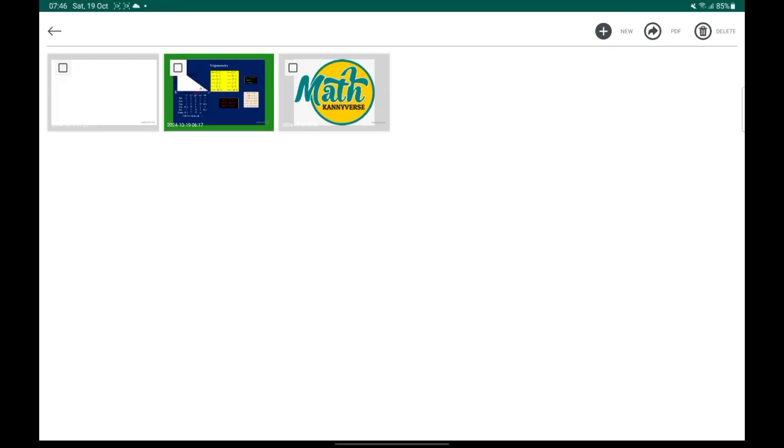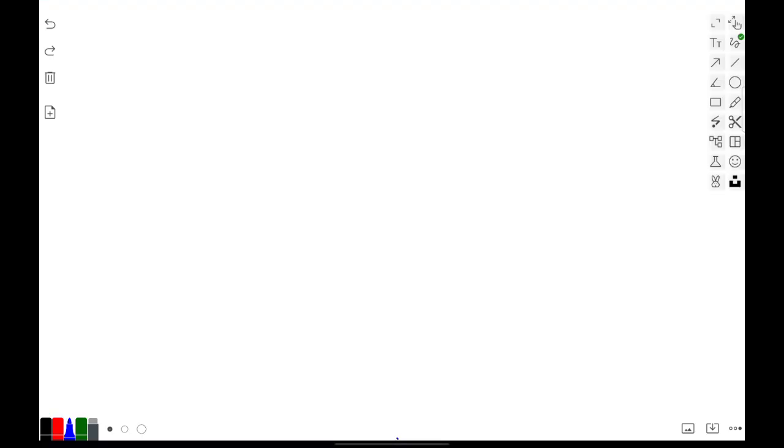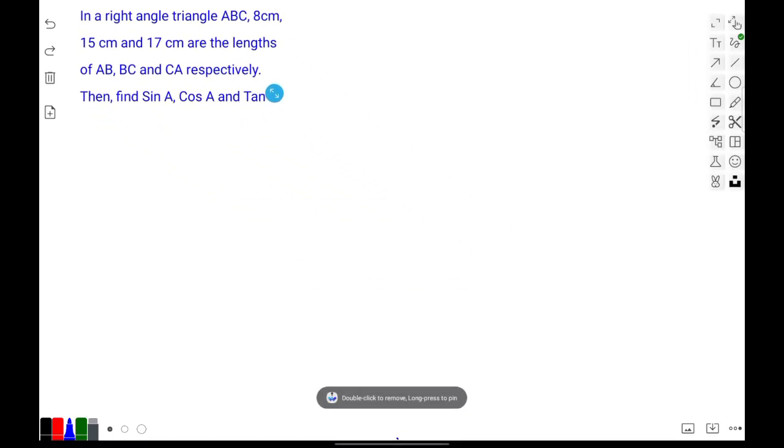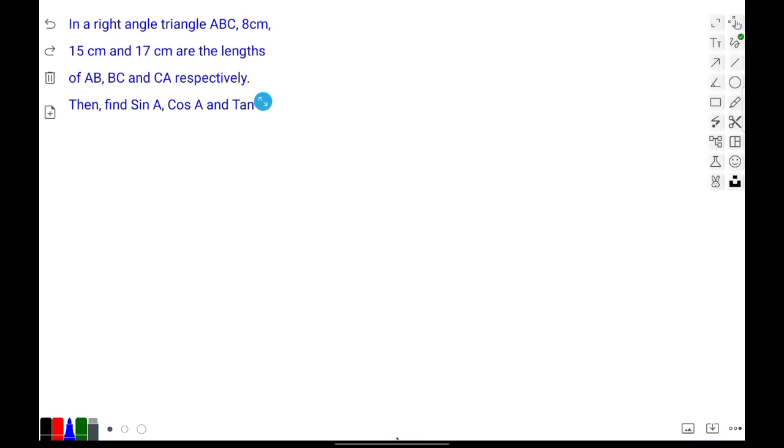Now let's move to the first sum. I'll start with the basic question. This is the question I have. In a right angle triangle ABC, 8 centimeters, 15 centimeters, 17 centimeters are the lengths of AB, BC and CA respectively. Then find sin A, cos A and tan A.